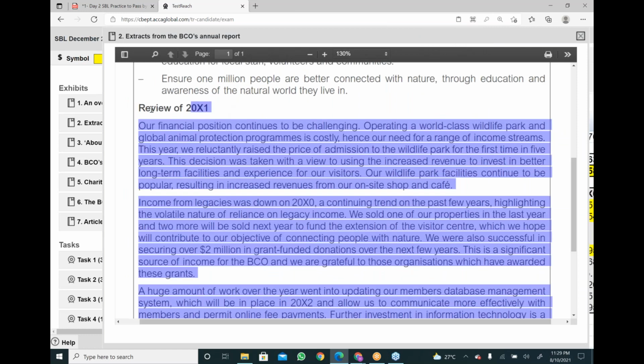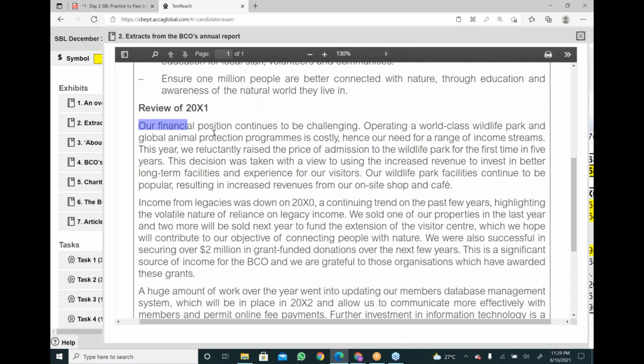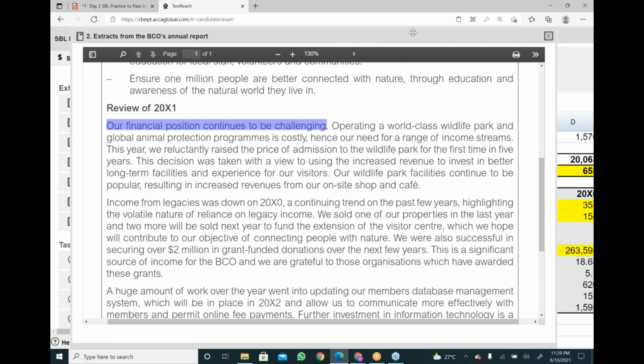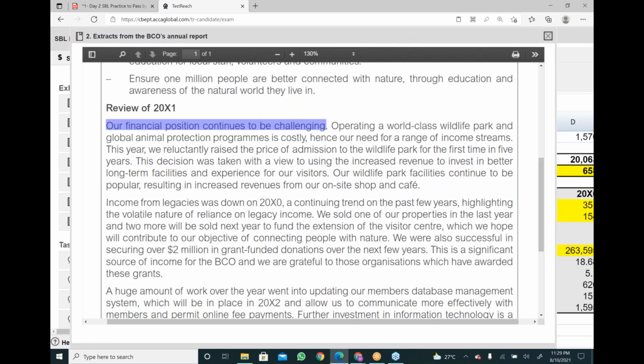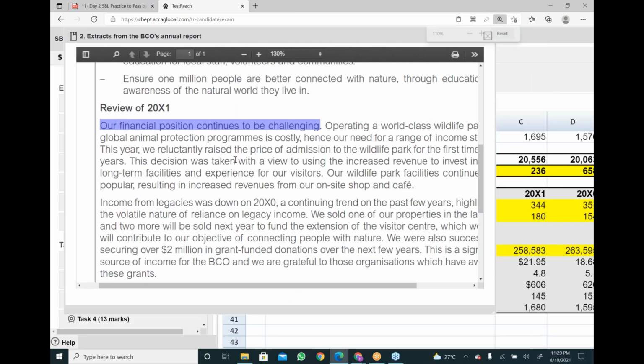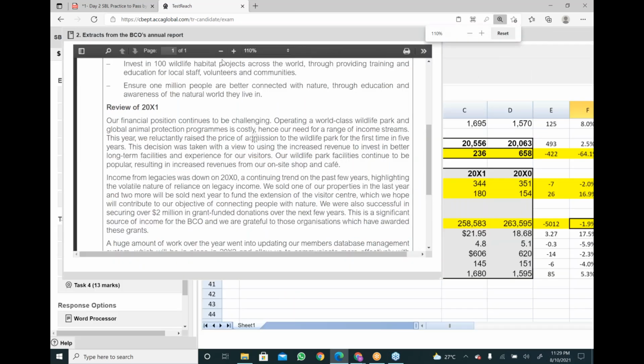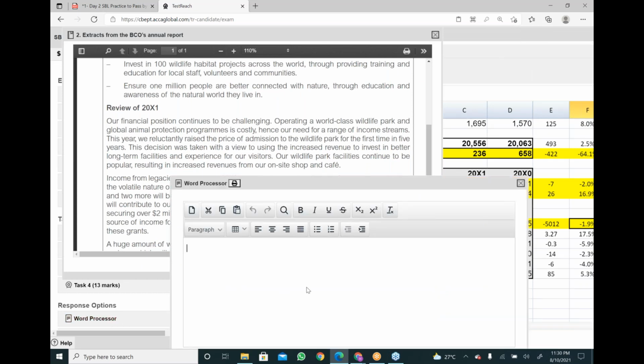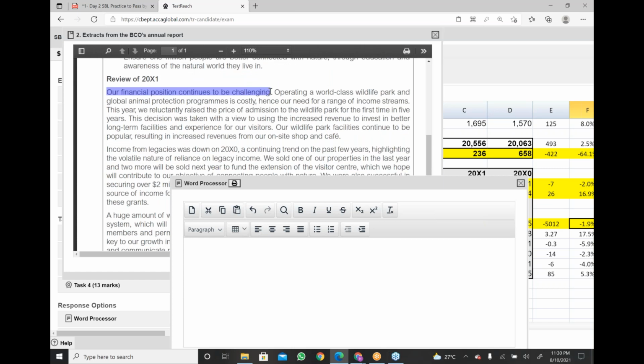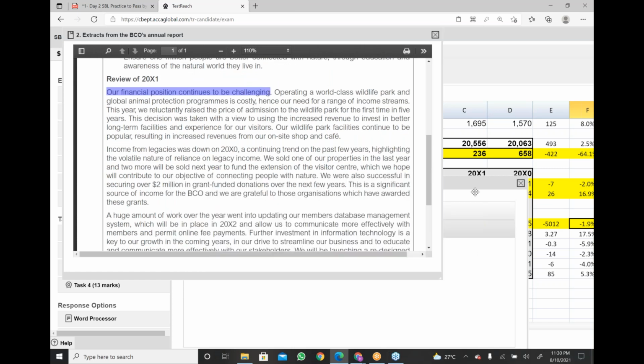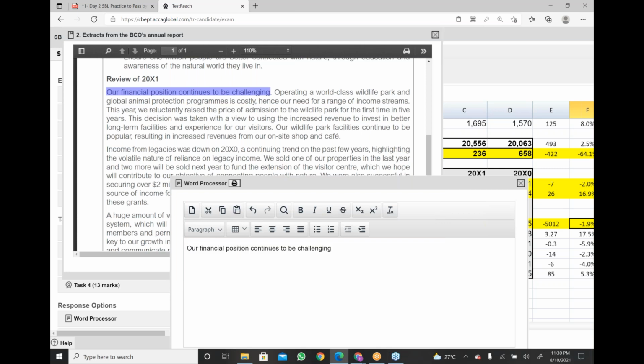This one. Okay. So it says our financial position continues to be challenging. Is this a good thing or a bad thing? I would like to use this line because it sets the tone, if you have been asked to analyze the performance. I'll copy it. Our financial performance is challenging. Control C. I'll come here and I will paste it. Next point.